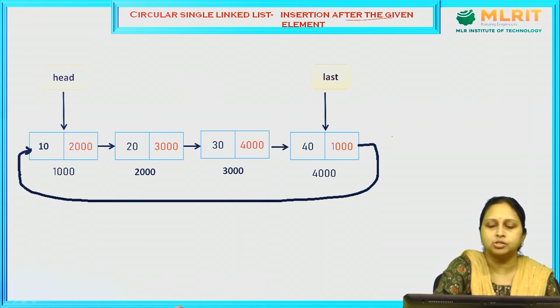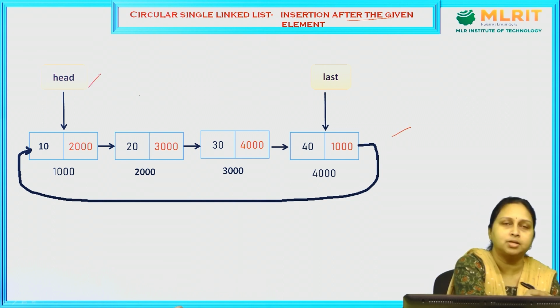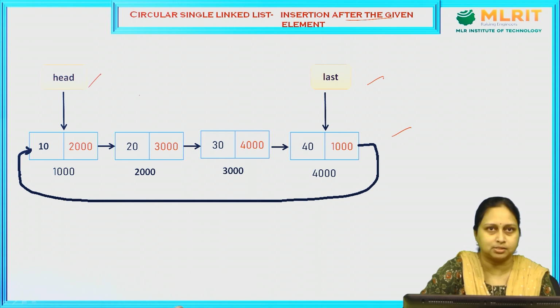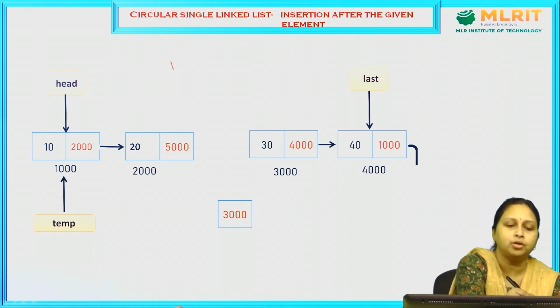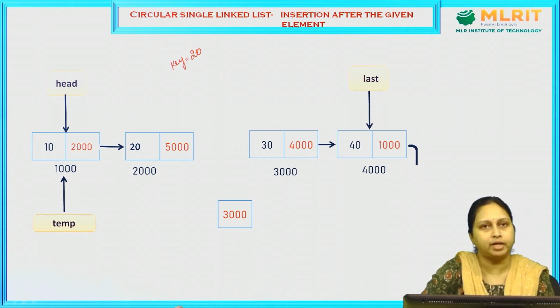Here we are going to consider 4 nodes. The first node represents the head and the last node represents the last. Now I want to insert a new node after a given element. The same procedure we are going to follow. Suppose I want to insert the element based on my key value 20. After 20 I want to insert a new node. Now I need to traverse through the list and verify whether 20 is present in the list or not. If it reaches 20, we are going to stop, and then we are going to insert the new node into it, right?